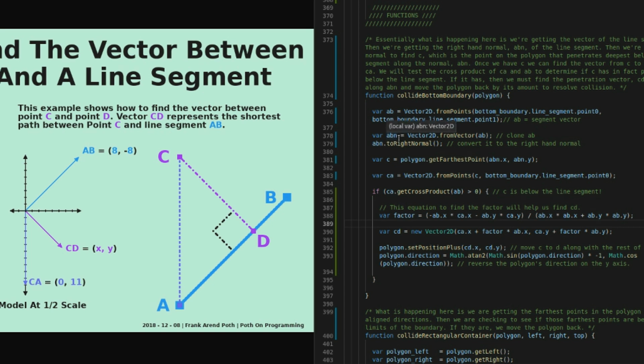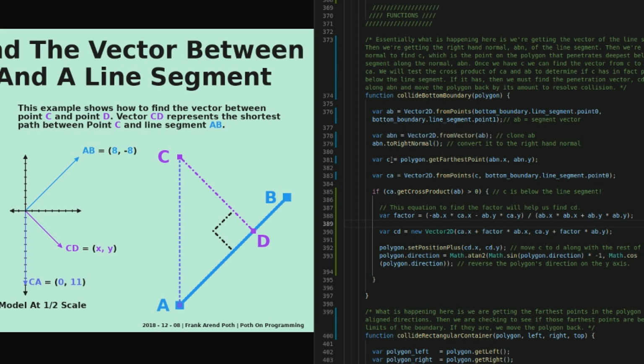ABN is going to be our normal. That normal is going to be this line segment just rotated 90 degrees to the right. So it's going to be this right here. And interestingly, it's parallel to CD. So this is our vector for AB. If we were to rotate this 90 degrees to the right, it would be directly parallel to this CD right here. So ABN is just going to be a normal vector pointing to the right of AB. Doesn't really matter what size it is.